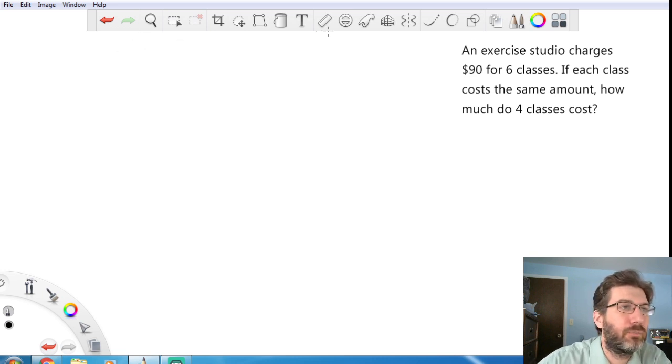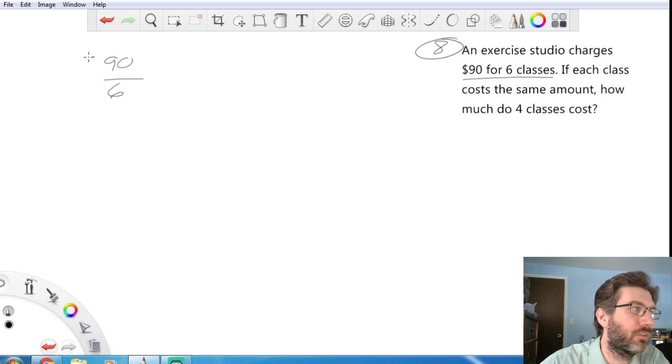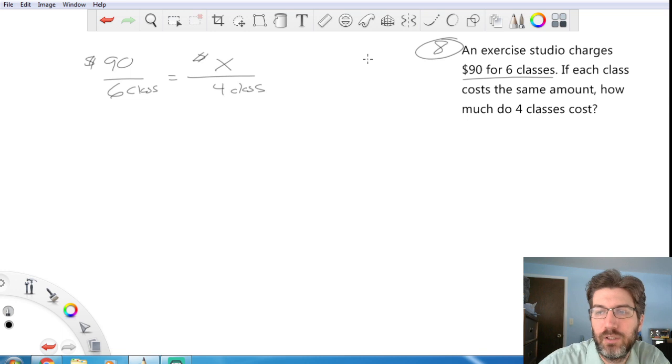All right, this is number 8. Okay, so an exercise studio charges $90 for 6 classes. So 90 over 6, that's dollars. This is classes. That's going to be equal to how much for 4 classes? Well, this is dollars because that's dollars. So this has to be classes down here, and our unknown's up there that time, which doesn't make much of a difference.